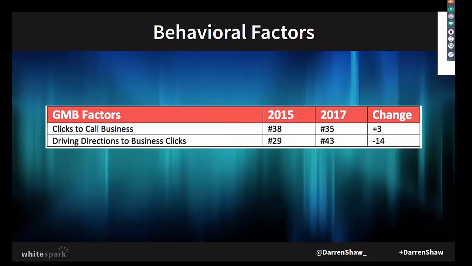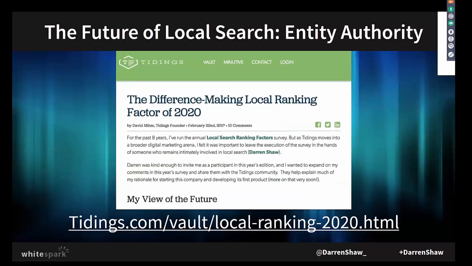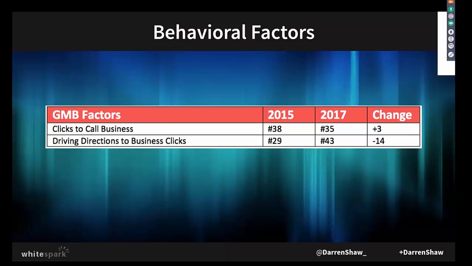Behavioral factors didn't see a lot of movement from 2015 to 2017 in calls to business, and a slight drop for directions. And that's interesting to me, because the problem with behavioral factors is that we can't see them. They are this data that Google has that we don't have access to. So we can't say that getting more foot traffic to your business is going to increase rankings. We don't have any metrics on that. We don't have a tool where we can look that up.